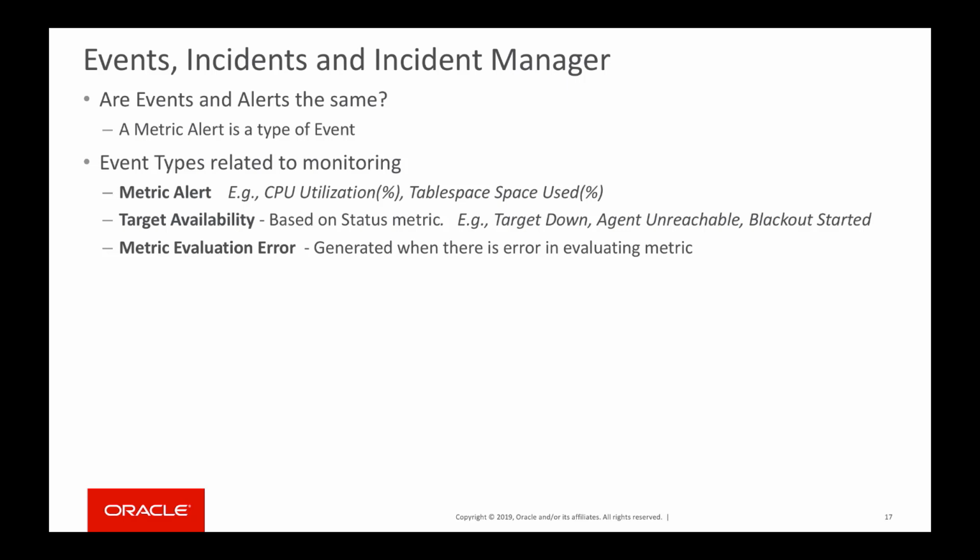So in the EM world, in fact, there is no official term of alert. What it has is a metric alert event, which is one type of event. However, the term alert is often used interchangeably with event in general, or with notifications. So when we say I got an alert, that usually means I got an email notification.